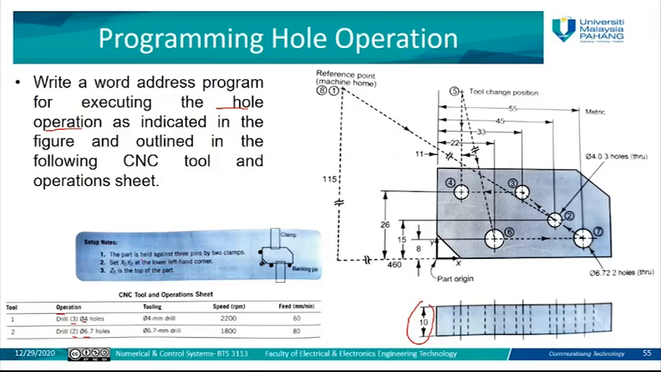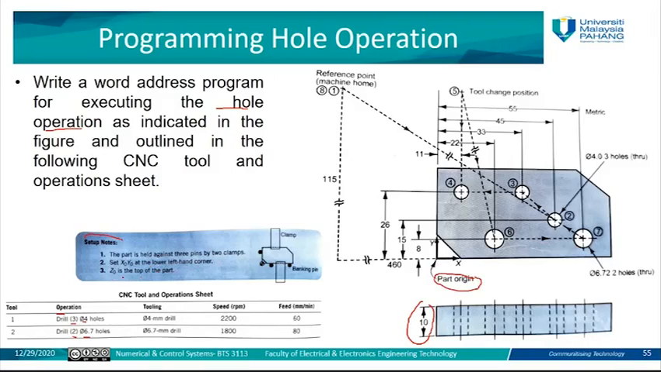So in addition here, you have some of the setup notes. This setup note says the part is held against the 3 pins by the 2 clamps, just to show you how the part here will be clamped to or fixed on the machine. Then set X0, Y0 at lower left hand corner. So lower left hand corner, that means this point. This is the part origin or the point of origin.